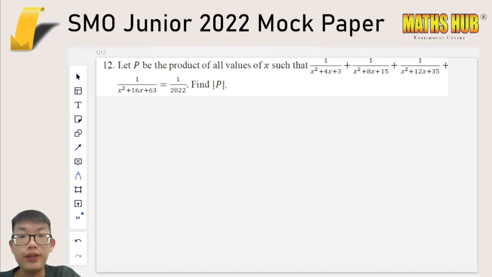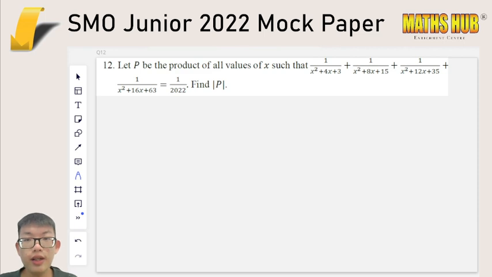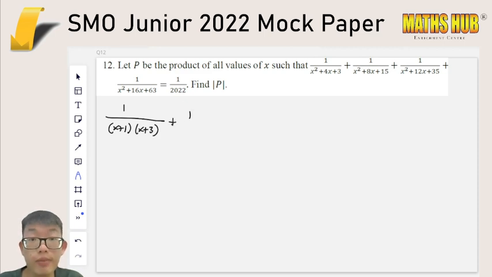Now if you look at this equation here, it is very obvious that we're not supposed to add them up by making a common denominator. It is going to be way too messy. However, you would realize there is a very noticeable factorizability of all these denominators. In fact, the first one is x plus 1, x plus 3. The second one is x plus 3, x plus 5.